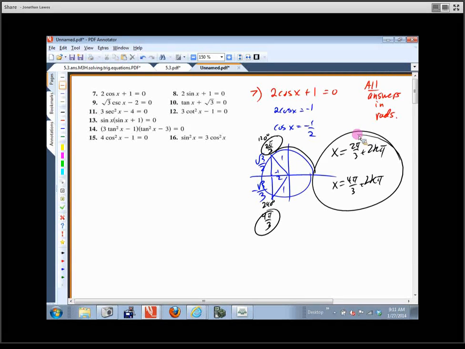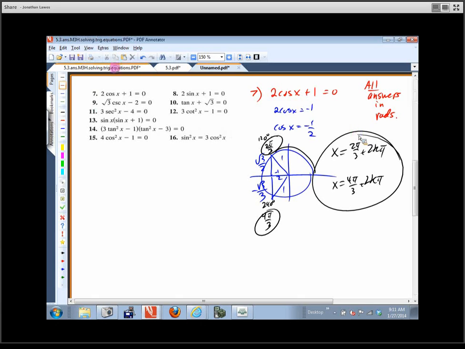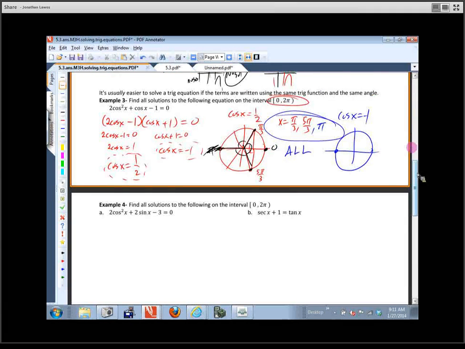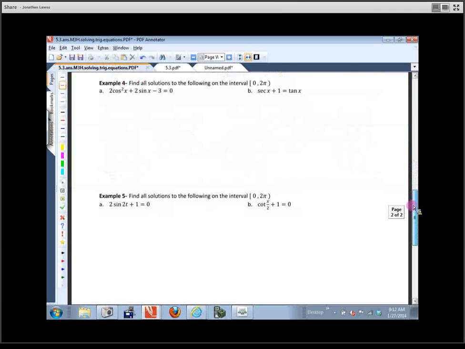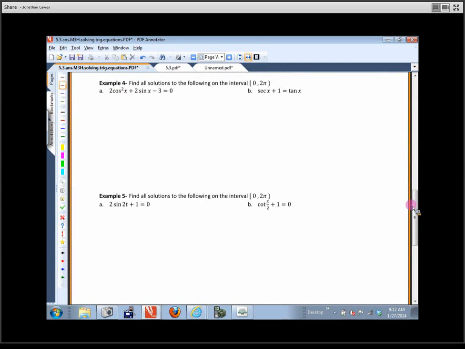Okay, we'll come back and we'll take a look at number 16 in just a minute. Let's take a look at the back side of this. These get a little bit more challenging. It does say you only have to get answers between 0 and 2 pi, but that can still be a bit of a challenge. So let's take a look at this one right here. We talked about how to approach this before. Anybody remember?